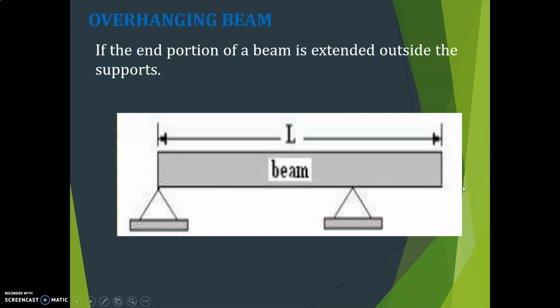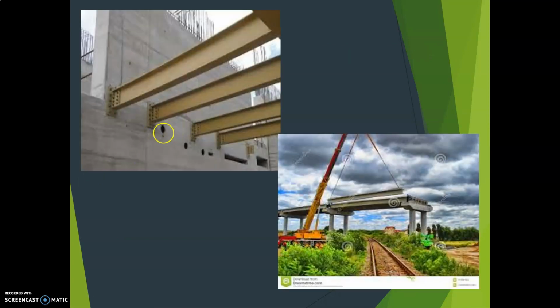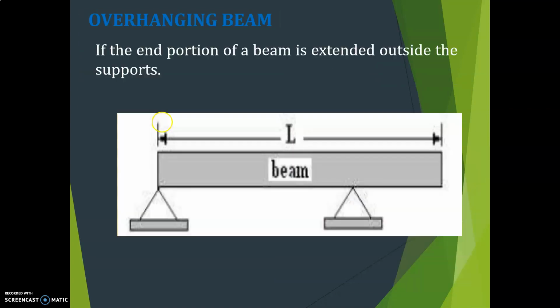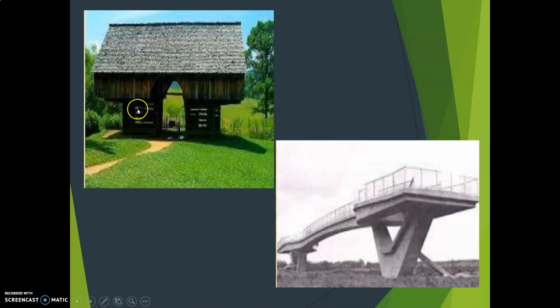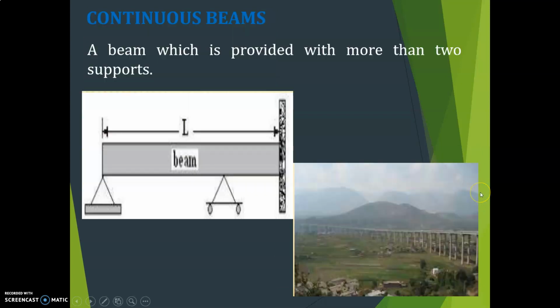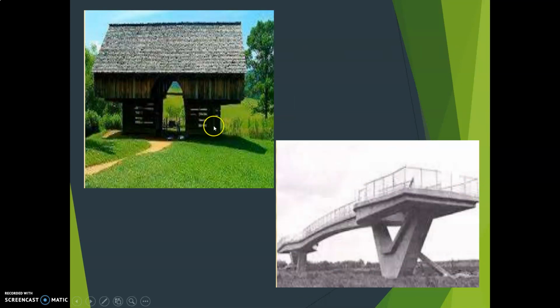Again, there are two types, single-sided and double-sided. Here, only one side is extended. It may extend on this side also, then it is called a double side overhanging beam. For example, see here, this is the support, and it is extending beyond the support. Here is an example where both sides are extended beyond the supports.